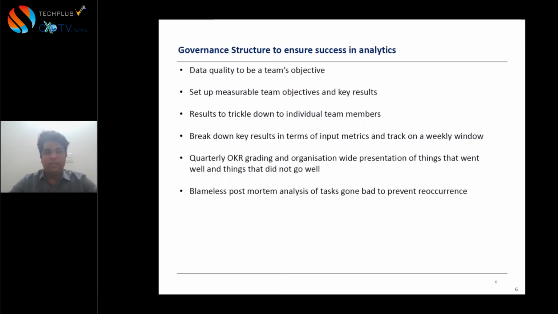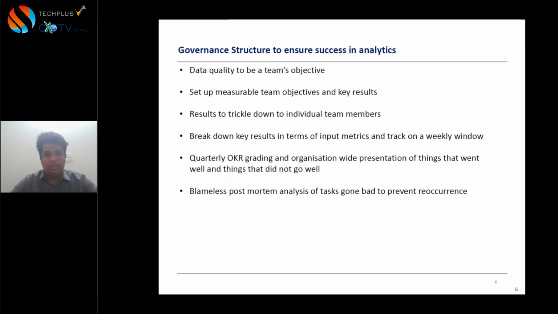Then the second one that has helped a lot is setting up measurable objectives around the analytics teams and what their key results should be in terms of driving data governance, and then how you ensure that that trickles down to individual team members. Then driving the culture in terms of breaking down results by input metric and having a weekly cadence with the team has helped.